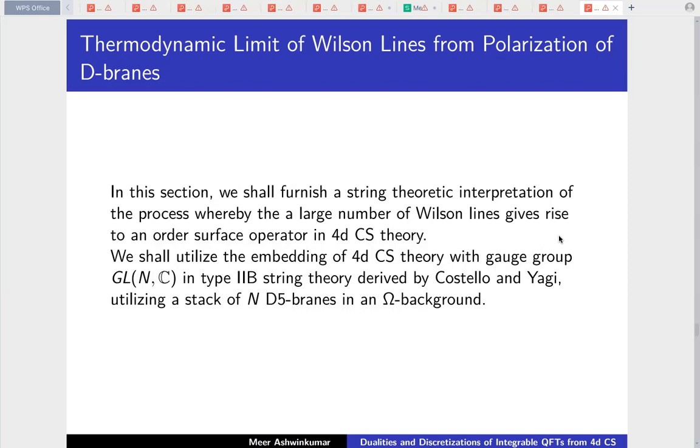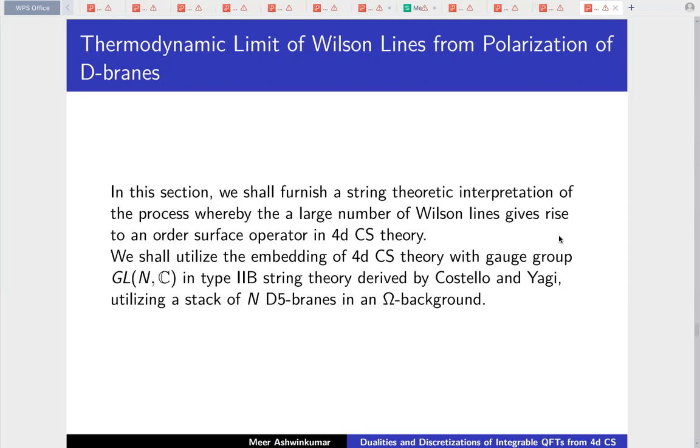or polarization of D-branes. And this employs the realization of 4D Chern-Simons theory in type IIB string theory derived by Kevin Costello and Junya Yagi. And this utilizes a stack of N D5 branes in an omega background.